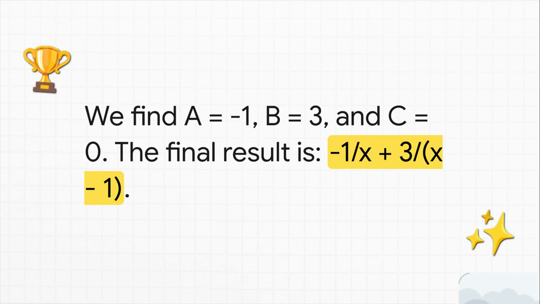and here's the interesting part. C turns out to be 0. And that's totally fine. It happens sometimes. It just means that the 1 over x plus 1 piece wasn't actually there to begin with. So our final answer only has 2 terms.